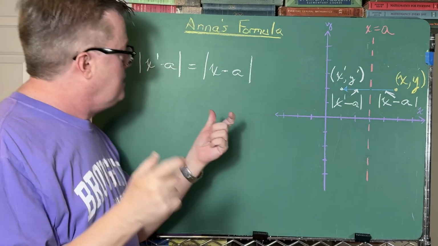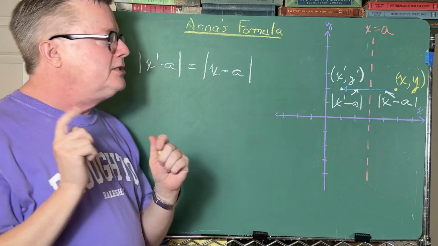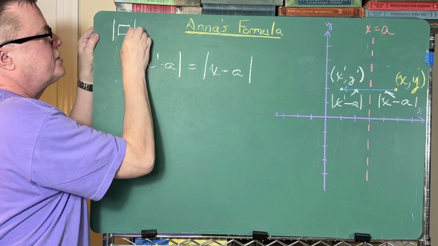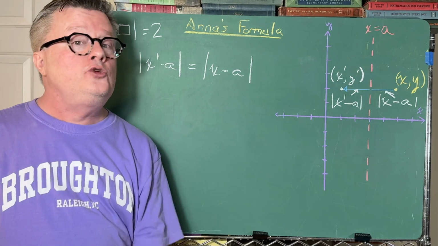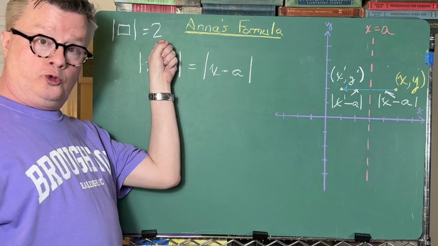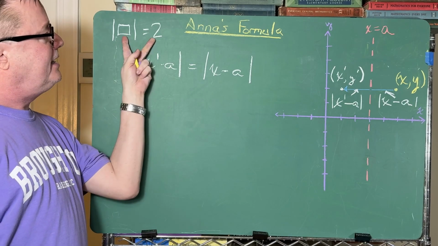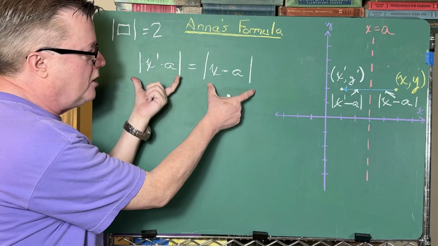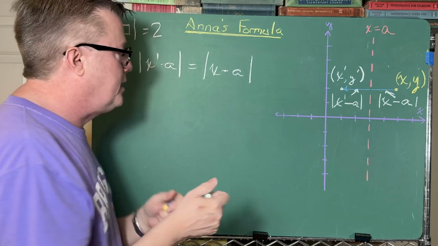Now, does that mean that I can just remove the absolute value bars? Well, not necessarily. If I tell you that the absolute value of something is 2, that something can have two different values. It can be 2, with the same sign as 2, or it can be negative 2, the opposite sign of 2. So when I'm solving this absolute value equation, I need to take two cases into account.